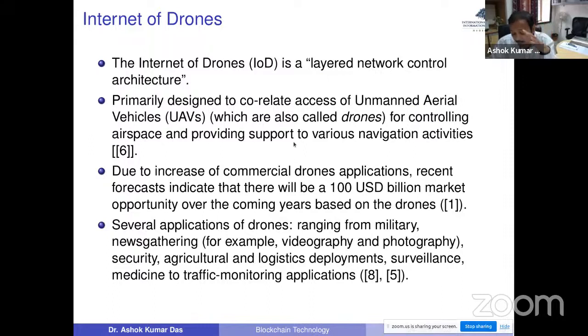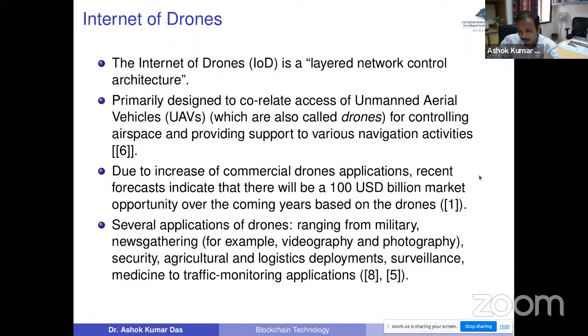Their task is to control airspace and also provide support to various navigation activities. In recent years, due to the increase of commercial drone applications, whether for traffic monitoring systems, precision agriculture monitoring systems, or parcel delivery systems, they are now widely used in the commercial market. Hence, there is a big market for drones in the coming years, and it has been estimated that nearly 100 billion USD market opportunity will be there based on drone technologies.